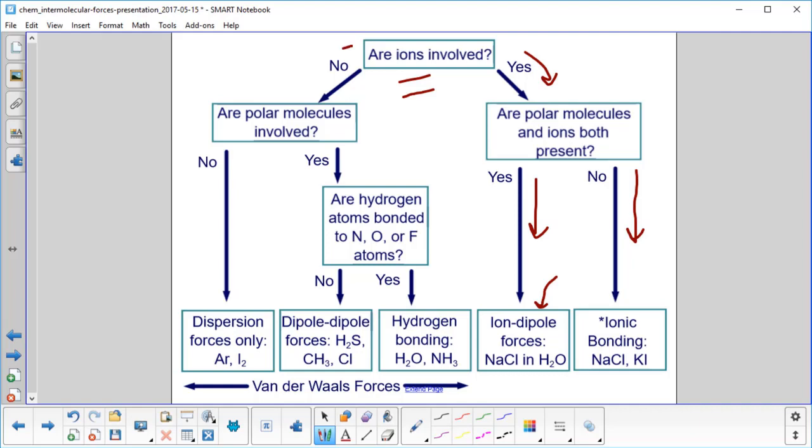So let's go to the left. No ions involved. Now we have to say, do we have polar molecules? If not, then all we have are the London dispersion forces between the various molecules. If yes, we have another question. Are hydrogen atoms bonded to nitrogen, oxygen, and fluorine? Well, if they are, we have the special case of hydrogen bonding, which is right down here. If not, we have dipole-dipole forces. So here, with the check marks, are our van der Waals forces, and here are the ion-dipole forces, and here we just have ionic bonding.